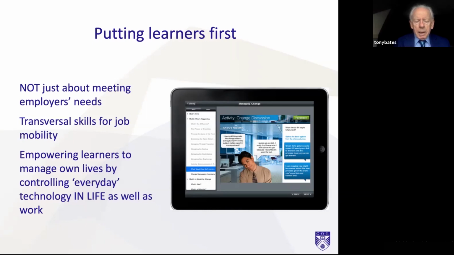And the other thing is that we need to empower learners to manage their own lives by controlling everyday technology as well as for work. So it's not just about being employer driven, although of course we want our students to have jobs to go to when they leave.